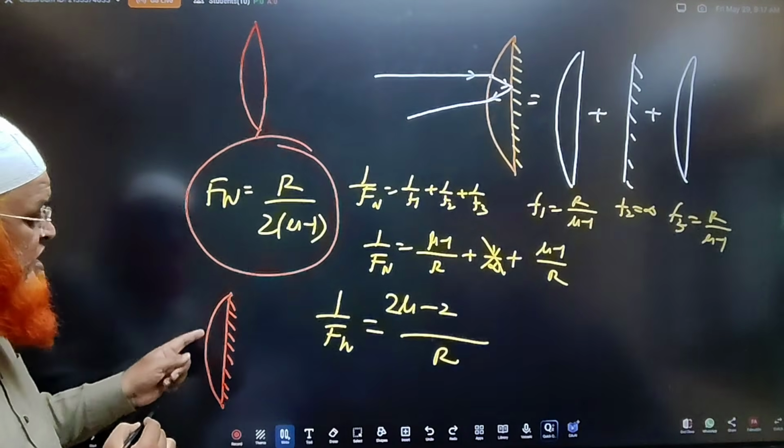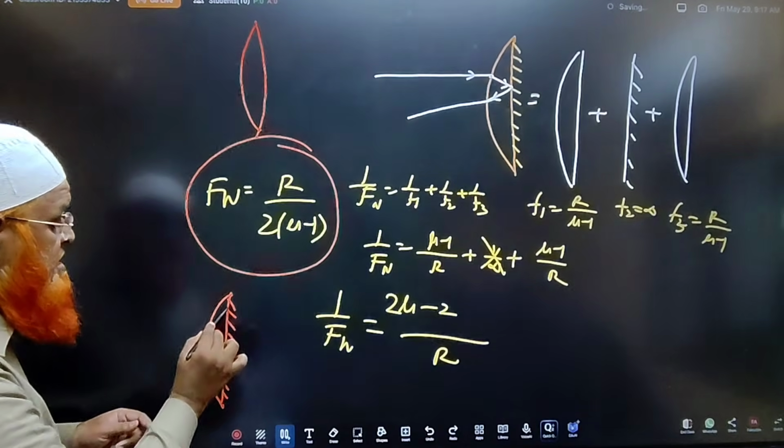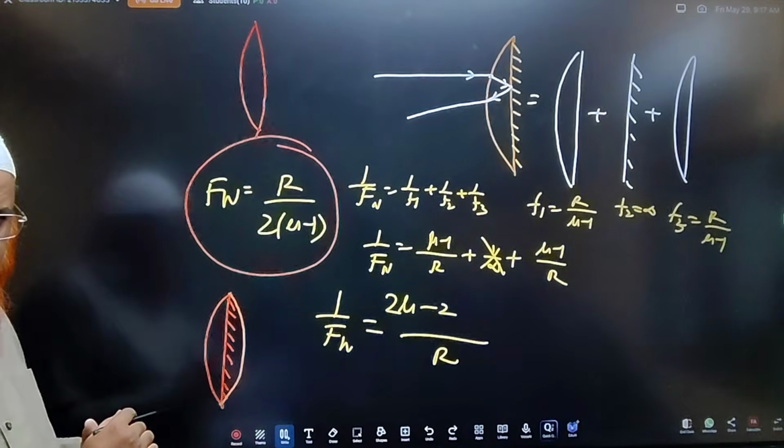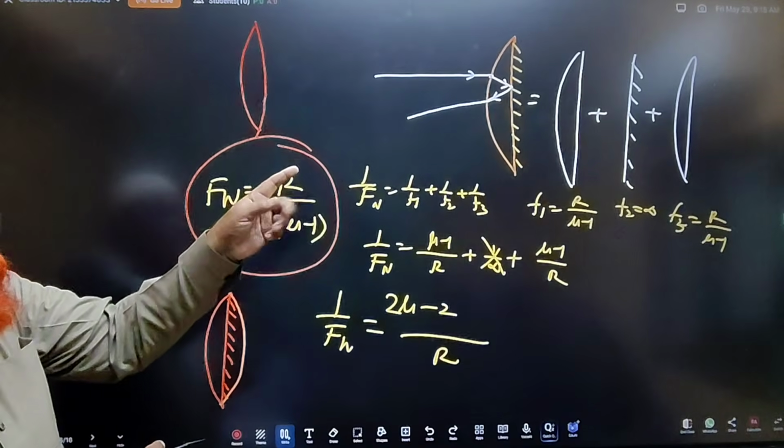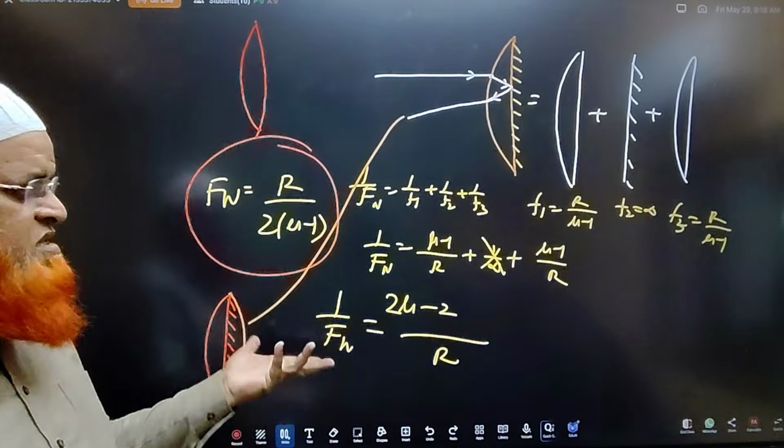Painted means what? Its face is seen inside it. How is it seen? Because it is a mirror, it is seen. Right? So a plano-convex lens whose plane surface is painted with silver is just like an equiconvex lens. Formulas are going to be the same.